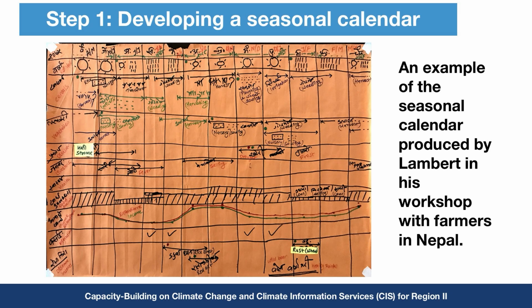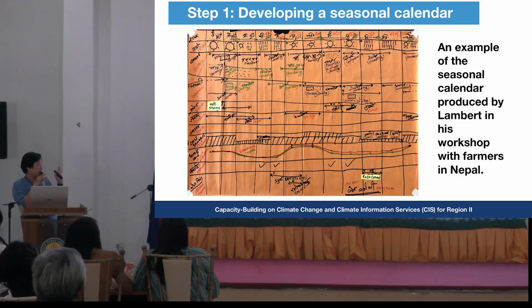Kailan ba ang may araw, kailan ba may ulan, at saan, di ba? Basically, yung pinaplot po natin sa seasonal calendar ay yung activities. Kailan ba dapat tayo magsoso? Kailan ba tayo magpa-plant? Kailan ba tayo mag-nurture ng ating mga crops? At kailan tayo mag-harvest? Once they fully mature. Okay?